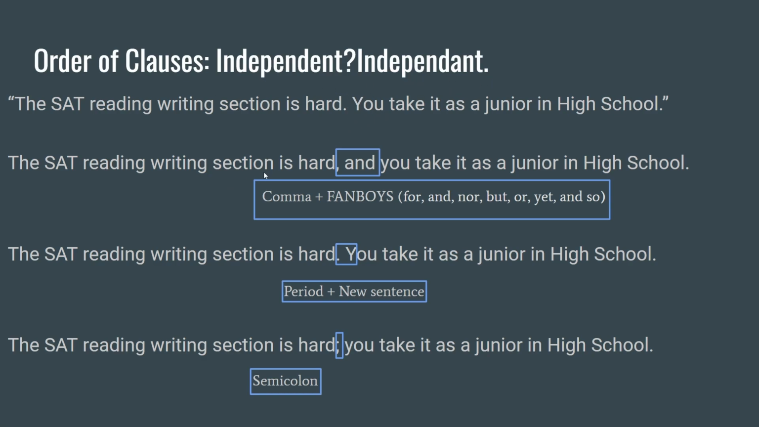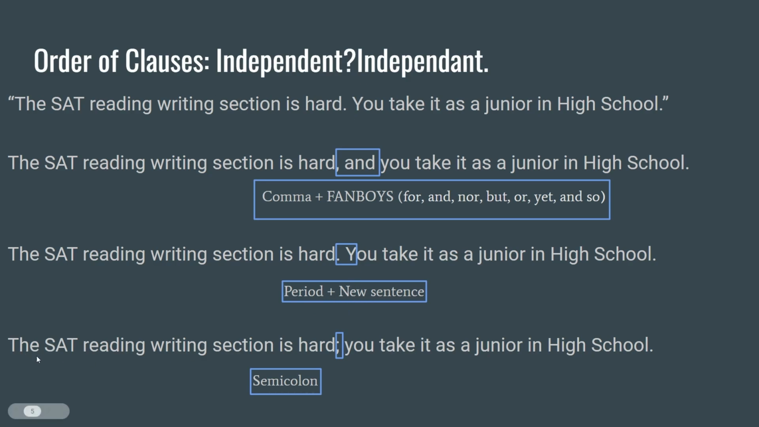They make sense together. Or you can do a comma plus FANBOYS, which is for, and, nor, but, or, yet, and so. In this example, I used and we can do the SAT reading and writing section is hard, comma, and you take it as a junior in high school. This is still grammatically correct, even though we're separating them with a comma because it's two independent clauses, so we can use comma plus FANBOYS. Here's the period new sentence, which I accidentally used my example to tell you guys about.